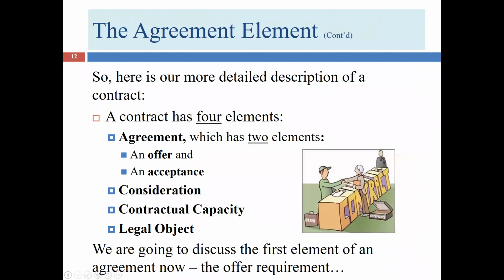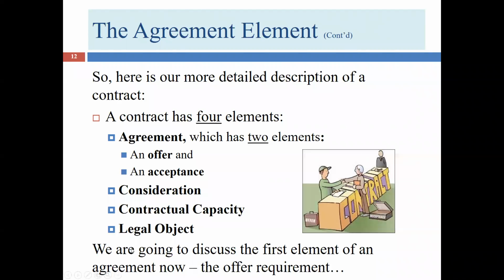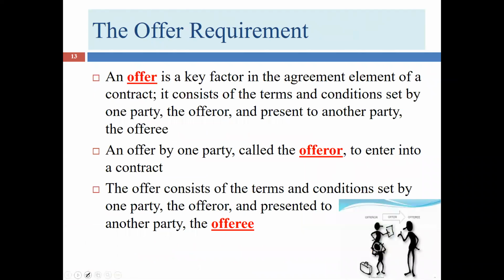Okay, so let's go to the next slide. So now we have to talk about, well, what do we mean by offer and acceptance? Okay, we know we need to have them, but what do those terms mean? Well, for the most part, they mean what we think they mean. They mean the same thing that we mean in everyday conversation. An offer consists of the terms and conditions set by the offeror and presented to another party, the offeree. Okay, so it's what the deal is.